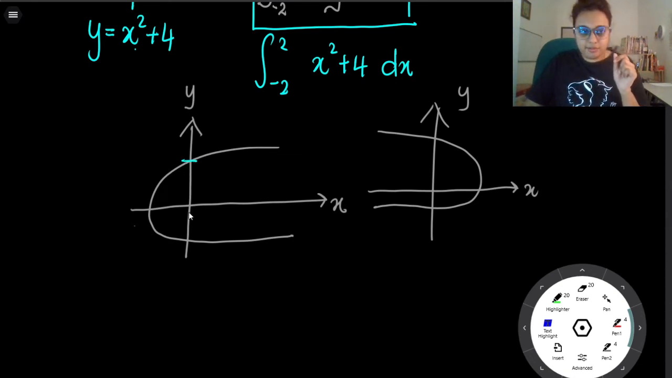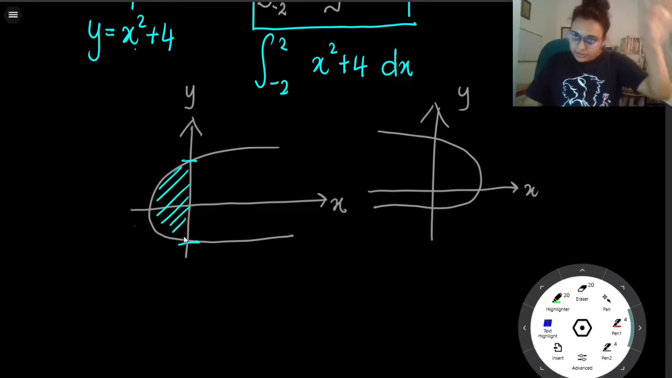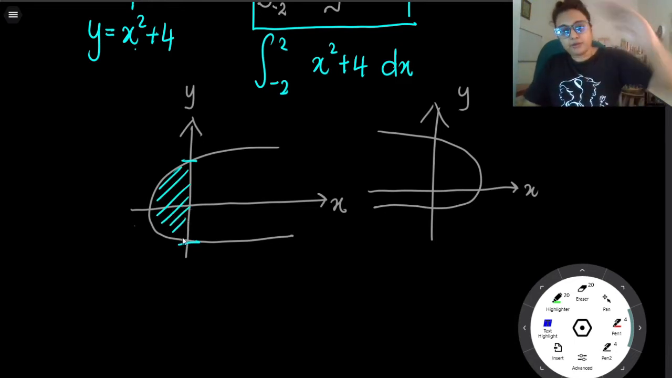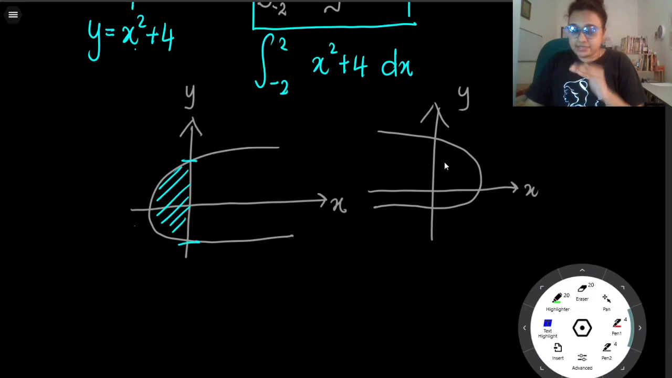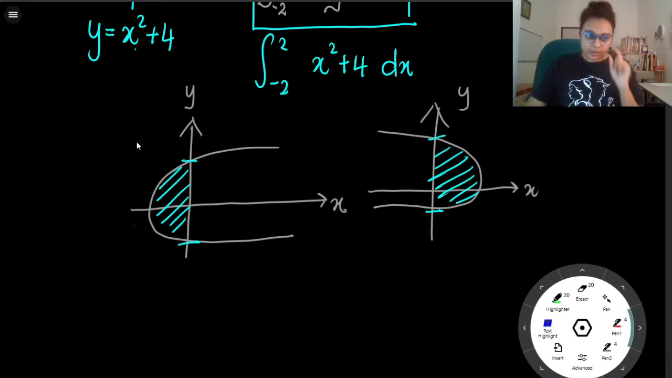So the area will be from this point to this point. That means the inside here, bounded by the curve and the y-axis. So for this also will be similar, this way, bounded by the curve. Okay, so up here will be, let's say 3, down is -2, example.